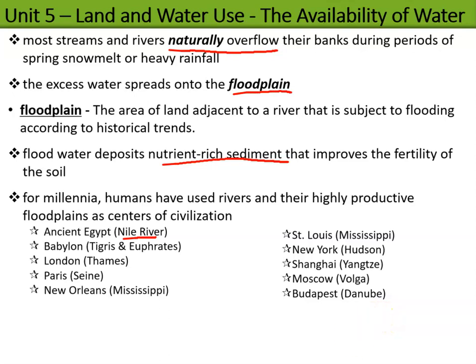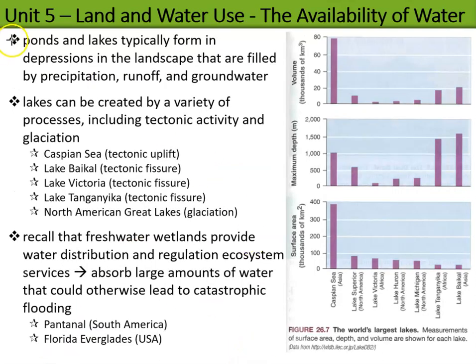This is just all over the earth. Wherever humans are, they have settled on rivers because of all the positives that rivers bring: the fresh water, the transportation, and the nutrient-rich floodplain. Now, when it comes to some of the other freshwater biomes, surface water, we have ponds and lakes. These are typically formed in depressions in the landscape. They can be filled with precipitation, with runoff, or sometimes with groundwater. So all of these can fill up and create ponds and lakes.